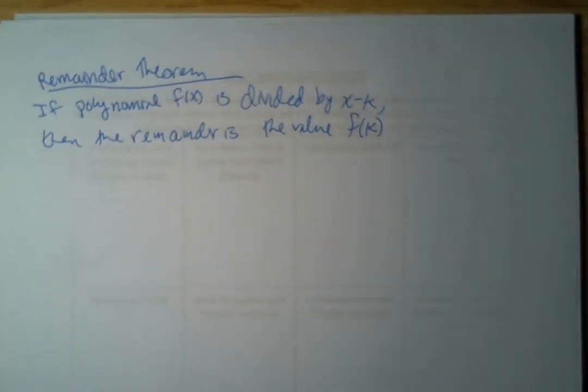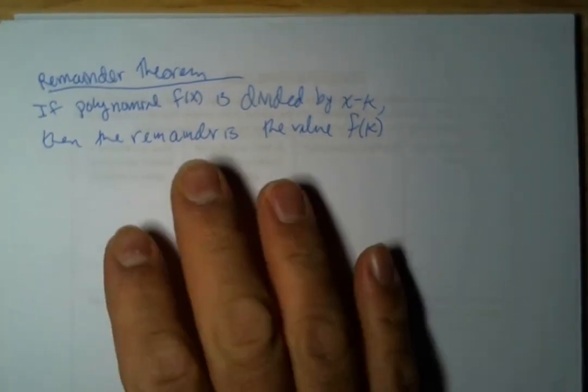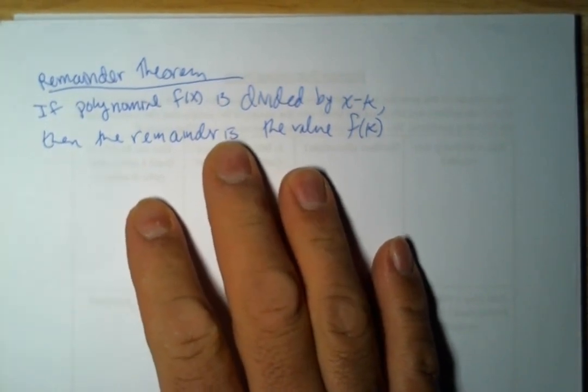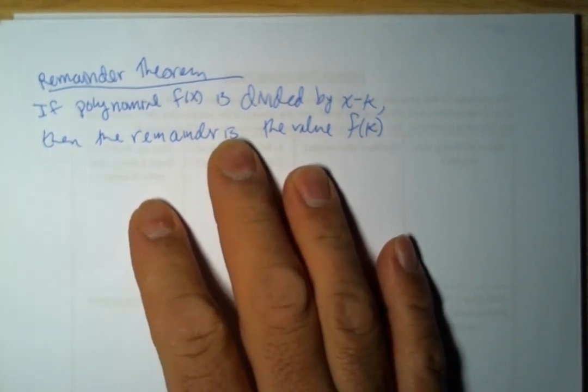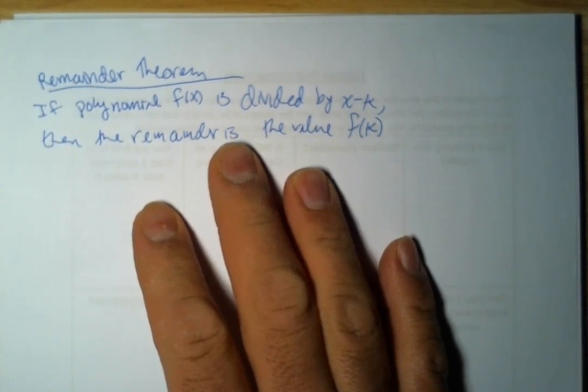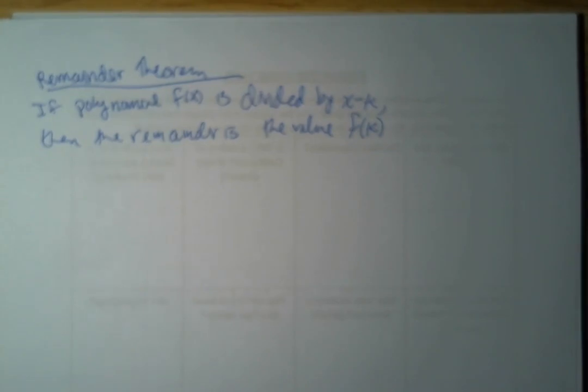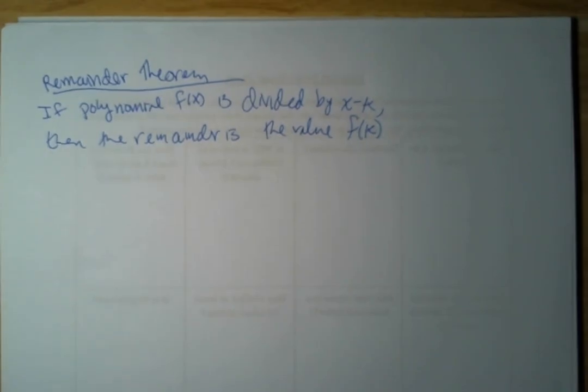Okay, so we're going to go over the remainder theorem. The remainder theorem states that if polynomial f of x is divided by x minus k, then the remainder is the value f of k. So first of all, let's digest what this means.